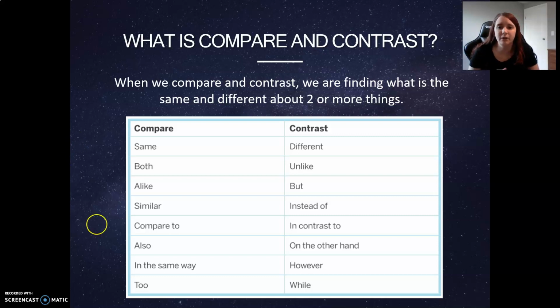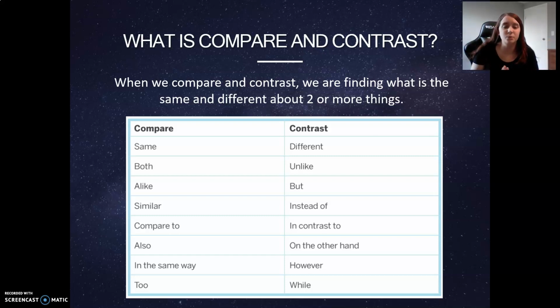So this chart that I have here, those are keywords. Those are words that you'll often see that you'll use when you're comparing and contrasting. So for compare, you're going to use same, both, alike, similar, compared to, also, in the same way, to. Those are all keywords that you'll use to compare. When we're talking about contrast, it's different, unlike, but, instead of, in contrast to, on the other hand, however, while. Those are the keywords for contrast. Compare is same, contrast is different. Do not get those two confused. Compare, the same, contrast, different.